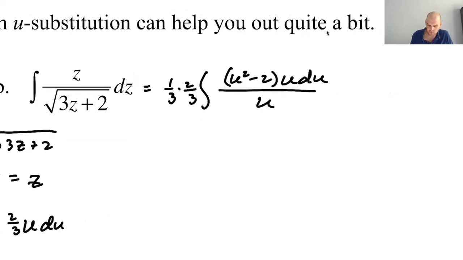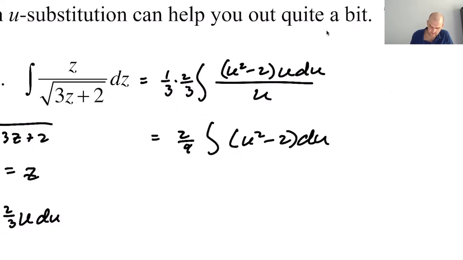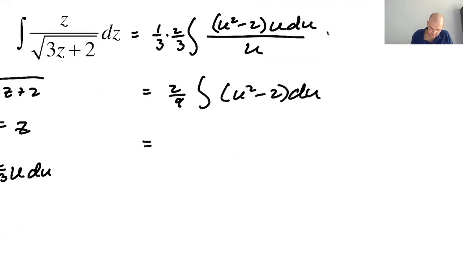And so really nicely, there's a lot of simplifying here. I get 2/9 the integral of u squared minus 2 du. And we're good to go, sort of. Okay, so 2/27 u cubed, I'm distributing the 2, so minus 4/9 u plus c.